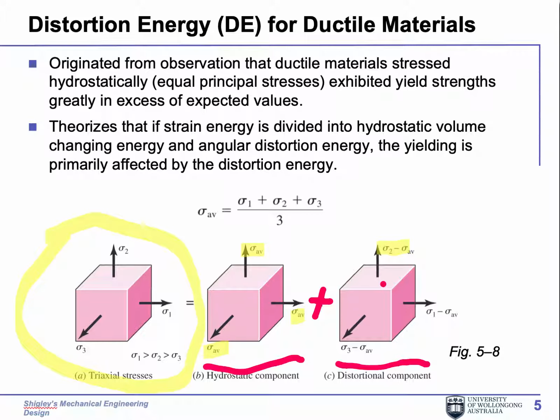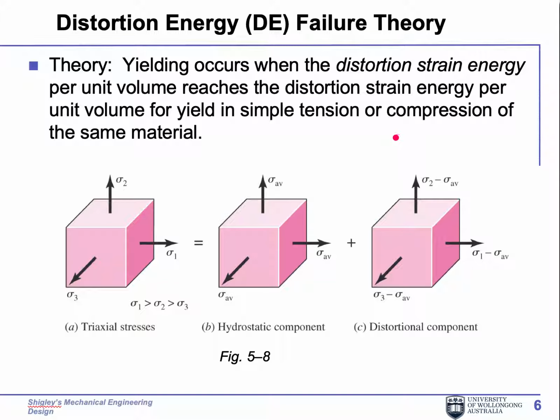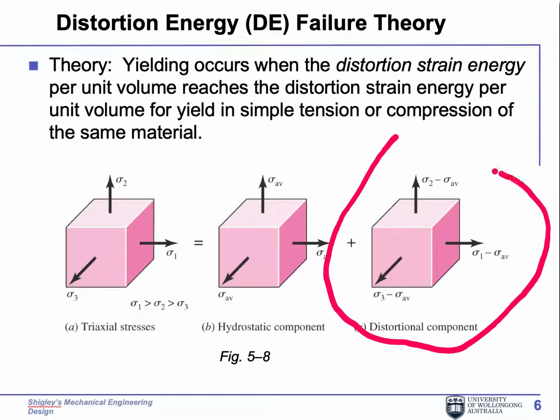And that's why it's called distortion energy theory. We consider this part to be what causes the material to fail. Because you distort the material, the internal structure of the material will be broken, causing cracks and failure of the material. So that's the theory behind this.